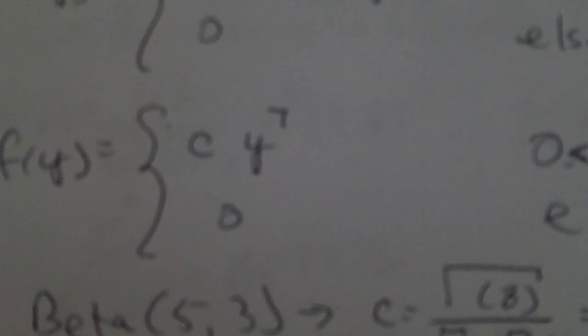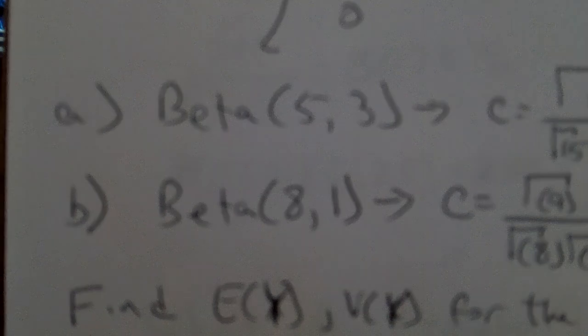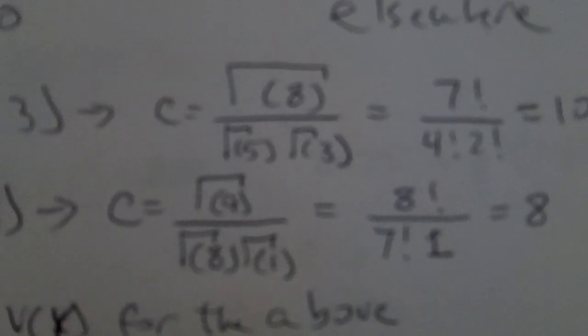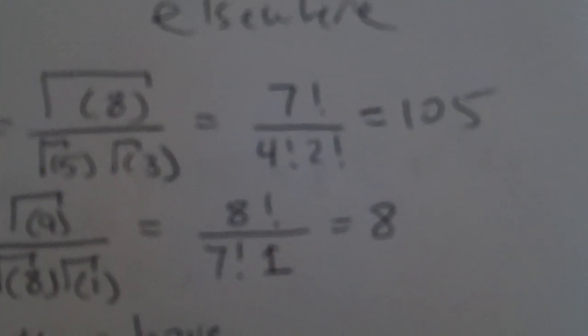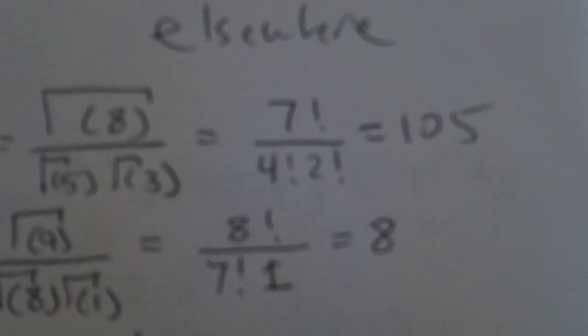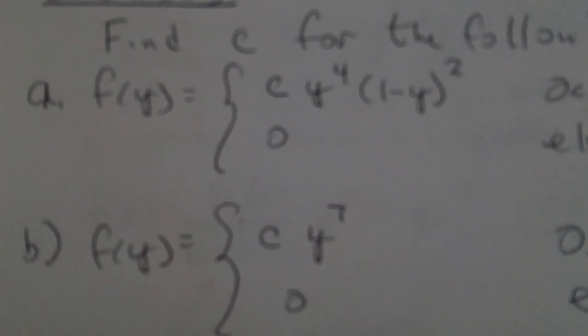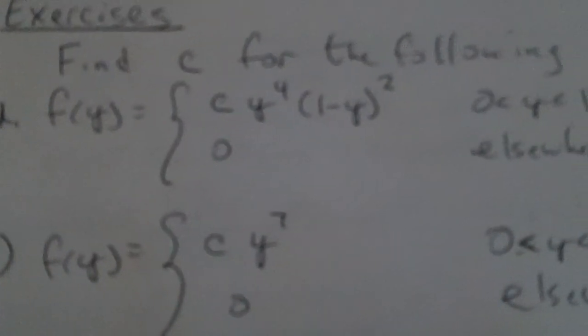In the case of b, we've got c times y to the seventh, so alpha's 8. And effectively what's going on there is we have 1 minus y raised to the 0. Well, that's going to be the case when beta is equal to 1. So, as I said before, we got a beta 5,3 and a beta 8,1. If we plug those into the formulas for the constants and cancel on the factorials, we get 105 and 8 respectively. So, to write out the formal density functions, those c's right there would be replaced by 105 in the first case and 8 in the second case.